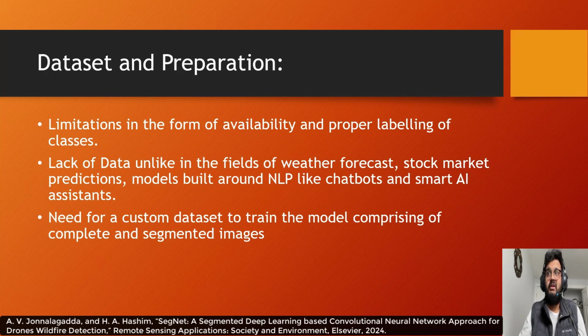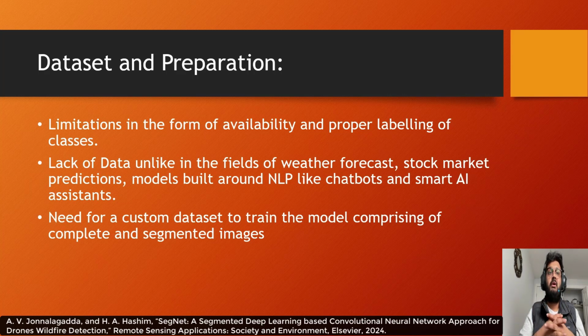Models like YOLO v3 and RCNN rely on training datasets with predefined bounding boxes around the target class, presenting a challenge in the context of wildfires due to the scarcity of such datasets. To overcome these limitations, this research adopts a novel approach, utilizing a custom dataset for model training. This dataset includes both complete images and segmented images, with each complete image further broken down into 12 segmented images. I'll be explaining these complete and segmented images further in the video.